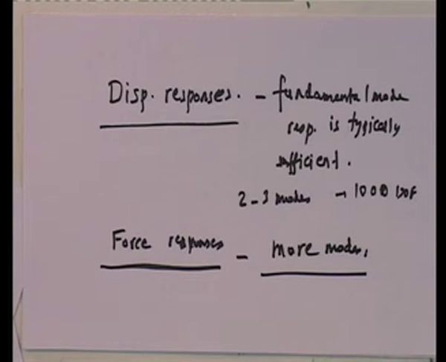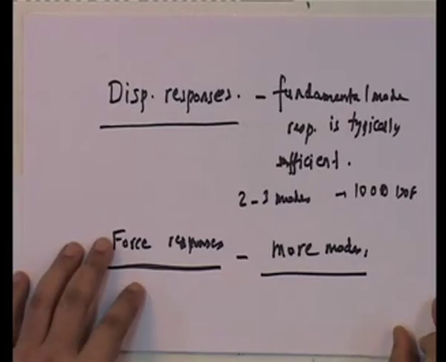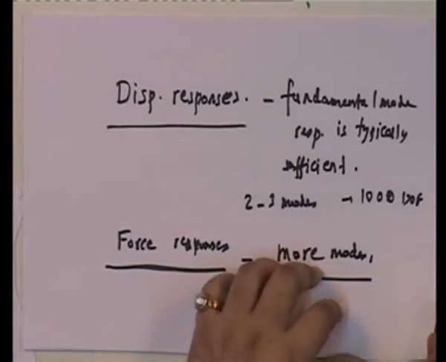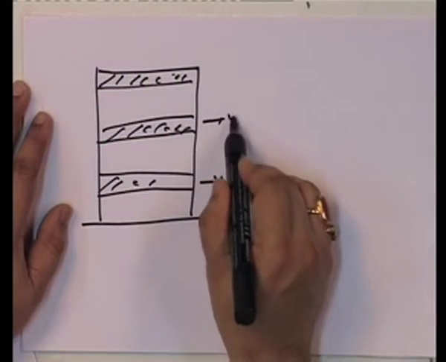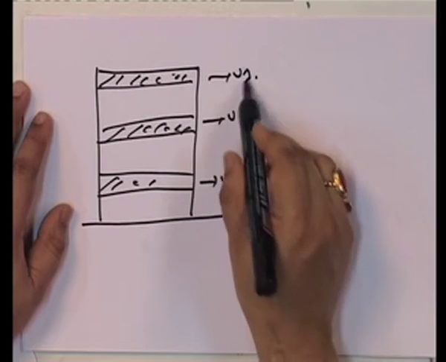Now, why is that? Let us look at what happens. If I were to look at this particular problem, typically, how would I find out the force response? Well, let us see. Let us take this specific example problem, but this is true of any kind of problem that you have. V1, V2, V3.